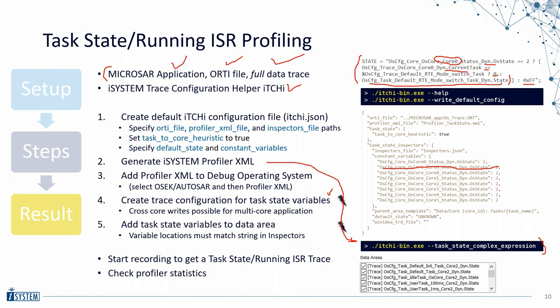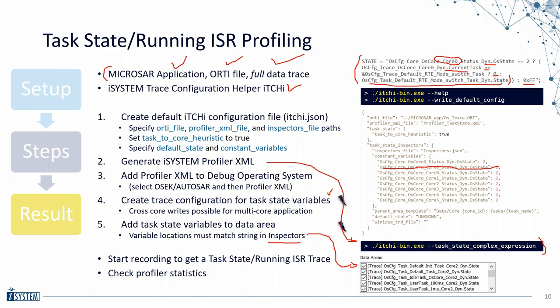And then second step, we have to make sure that those variables are displayed inside the profiler timeline as data areas. So that's the second step, and I will show you what that means. But basically, for each of the task state variables, we have to add it to data areas so that it will then show up in the profiler timeline, so that then the task states can be reconstructed from those values, okay? And that's important because the way that the task state is calculated and shown in WinIDEA is via so-called inspectors. And the inspectors reference those values here, okay? So we will do that.